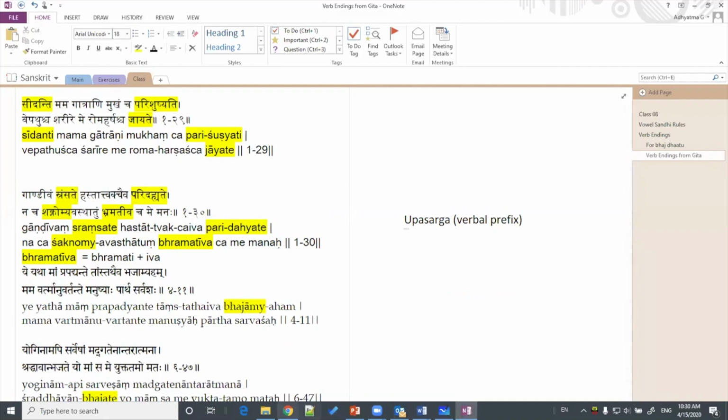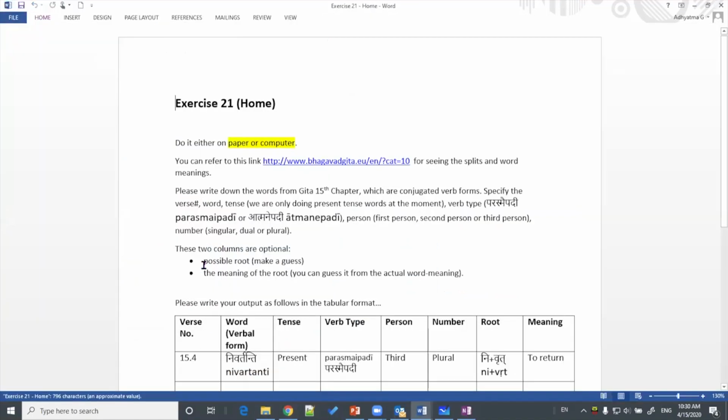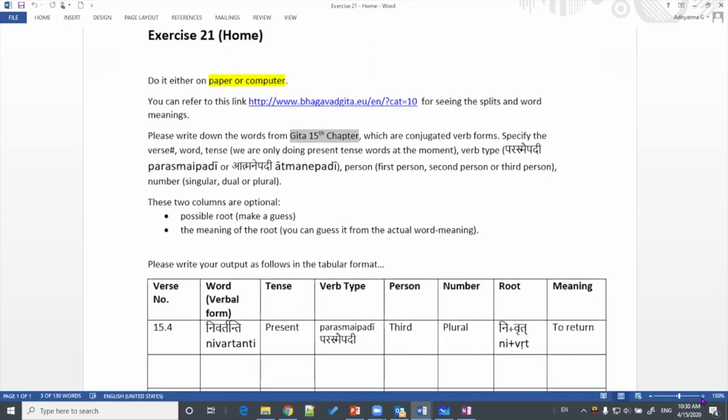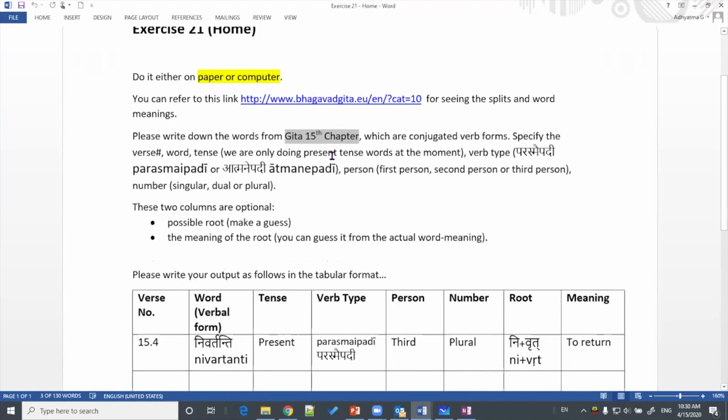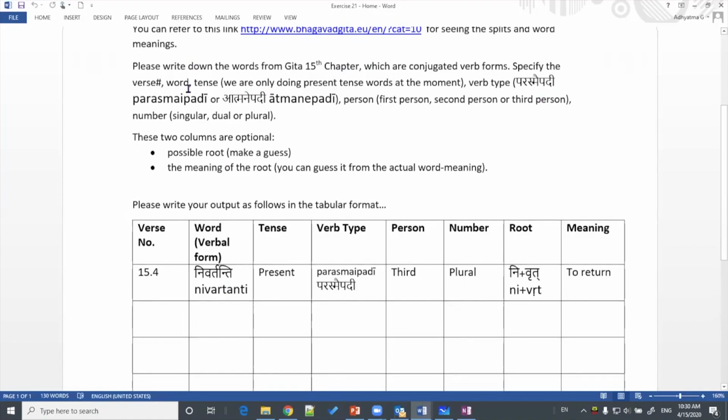I want to show you the exercises for the homework. So there are two of them. Exercise 21. Just like I showed you in Gita, here I want you to identify from Gita 15th chapter. Let me increase the size here a little bit. Gita 15th chapter, how many verbs can you identify in the present tense? So only the present, because we have only done the present tense so far.